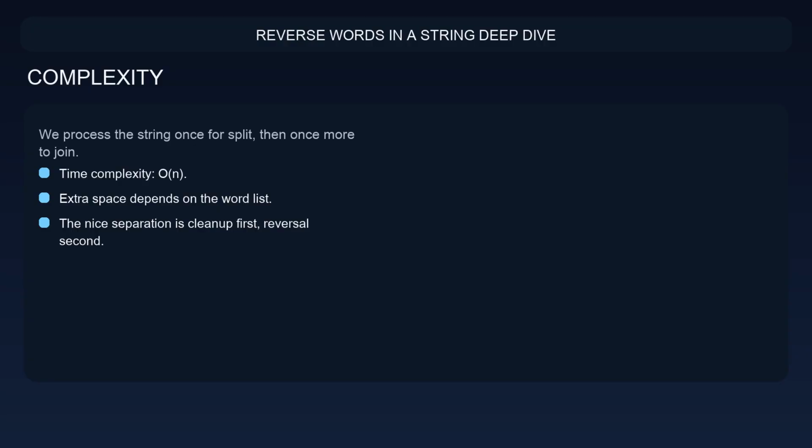This remains linear in the input size, and the clean mental model is to separate formatting cleanup from the reversal itself. We process the string once for split, then once more to join. So in practice, time complexity is O(n), extra space depends on the word list, and the nice separation is cleanup first, reversal second.